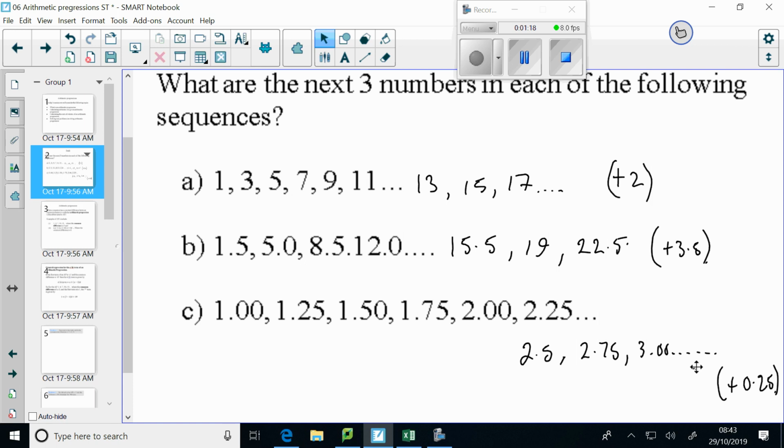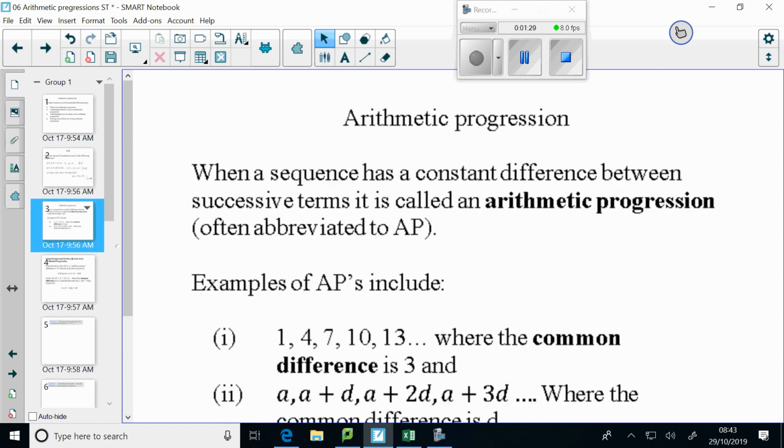So that's sequences of numbers with a defined step every time. Exactly the same step. So, defining that more mathematically, when a sequence has a constant difference between successive terms, it's called an arithmetic progression. They often shorten that to AP.